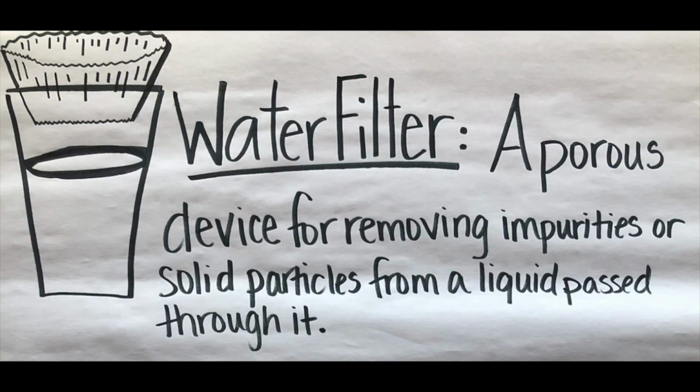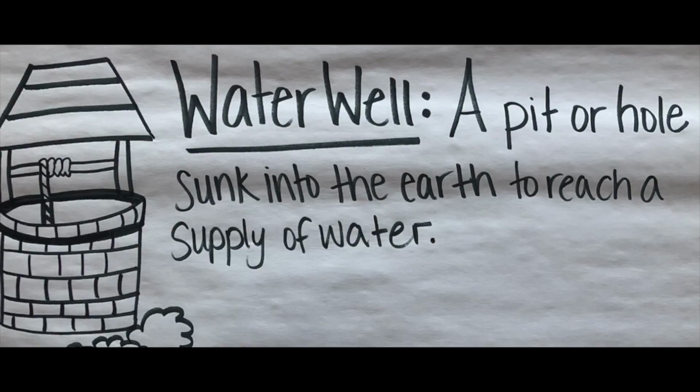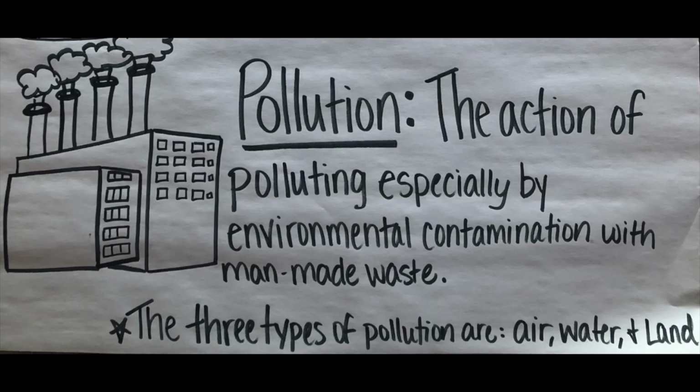Our first key vocabulary term is the word water filter. A water filter is a porous device for removing impurities or solid particles from a liquid passed through it. A water well is a pit or hole sunk into the earth to reach a supply of water underground. And pollution is the action of polluting, especially by environmental contamination with man-made waste. These three types of pollution are air, water, and land.